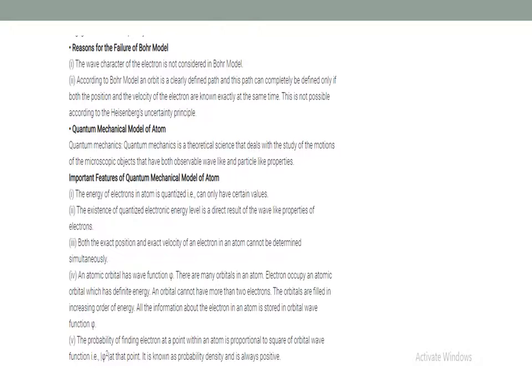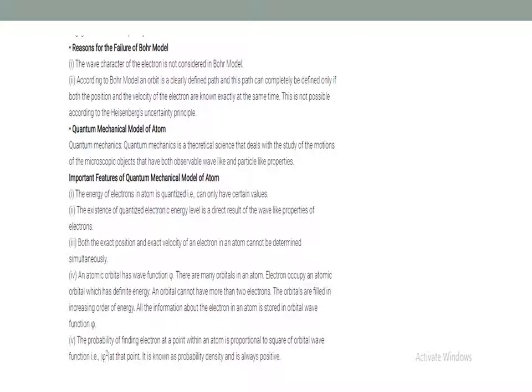Now, significance of uncertainty principle. Number 1. It rules out existence of definite paths or trajectories of electrons and other similar particles. Number 2. The effect of Heisenberg's uncertainty principle is significant only for microscopic objects and it is negligible for macroscopic objects.